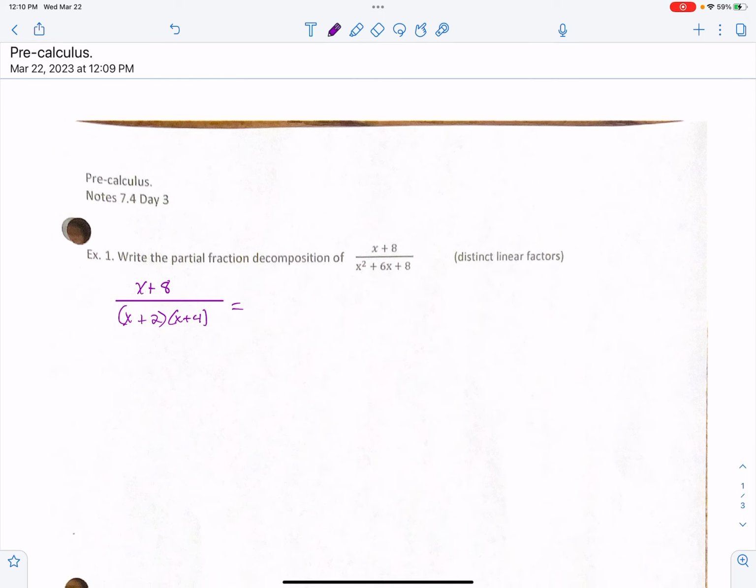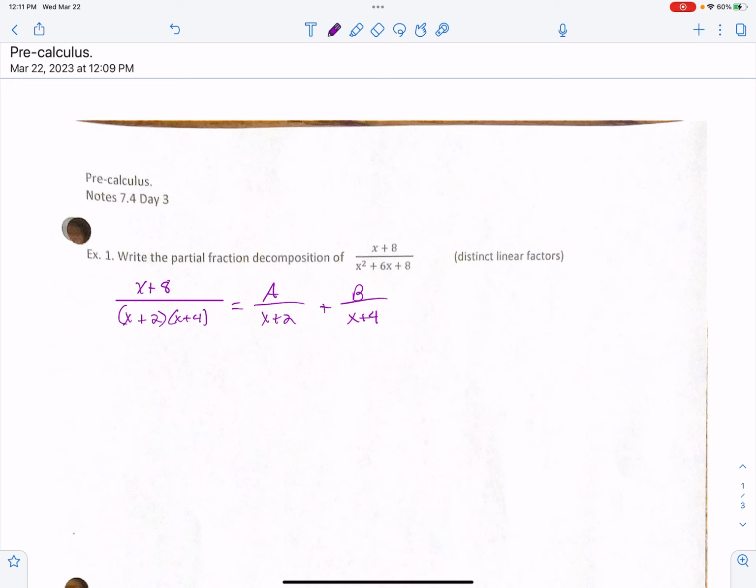And so then, since x plus 2 and x plus 4 are linear factors, we're going to use A over x plus 2 and then B over x plus 4. Note that since you are creating this, you might put A over x plus 4 and B over x plus 2. That's not a problem. We'll just switch them at the end and we'll have the same answer.